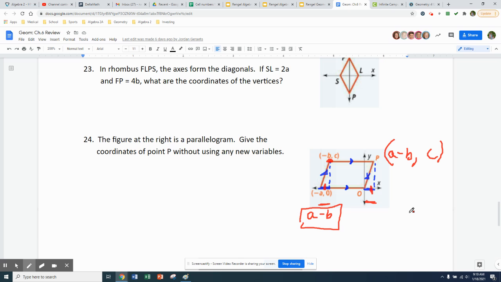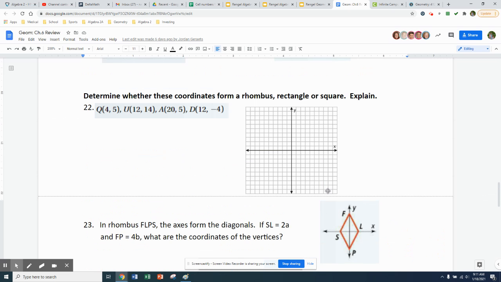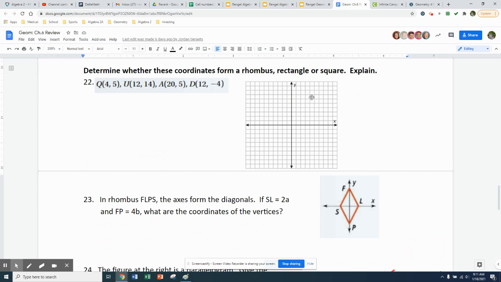Are there any other questions from our Chapter 6 review that we would like to take a look at? Number 22. Determine whether these coordinates form a rhombus, rectangle, or square, and explain.